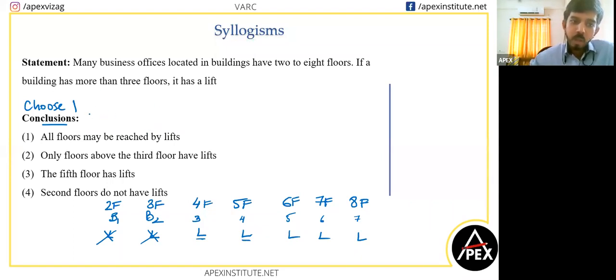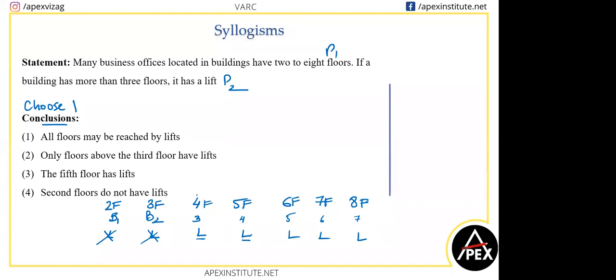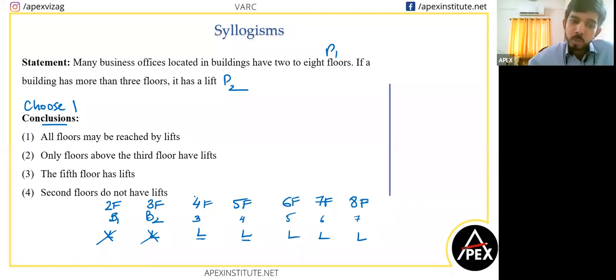Okay. Now we come to the conclusion. We've covered the premises, premise 1 and premise 2. Can we say all floors may be reached by lift? This is true for the buildings which have a lift. But what about the buildings which don't have a lift? There are 2 floors here and 2 floors here. So these 5 floors cannot be reached by lift because there is no lift. So how can you reach? So this is incorrect.